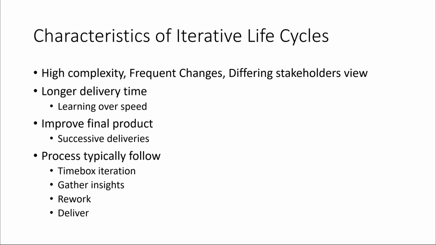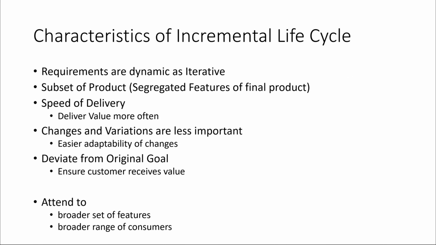Projects benefit from this life cycle when complexity is high, when the project incurs frequent changes, or when the scope is subjected to differing stakeholders' views of the desired final product. Iterative life cycles may take longer because they optimize for learning rather than the speed of delivery. Figure 3-3 on page number 21 illustrates some elements of an iterative project life cycle for a single product delivery.